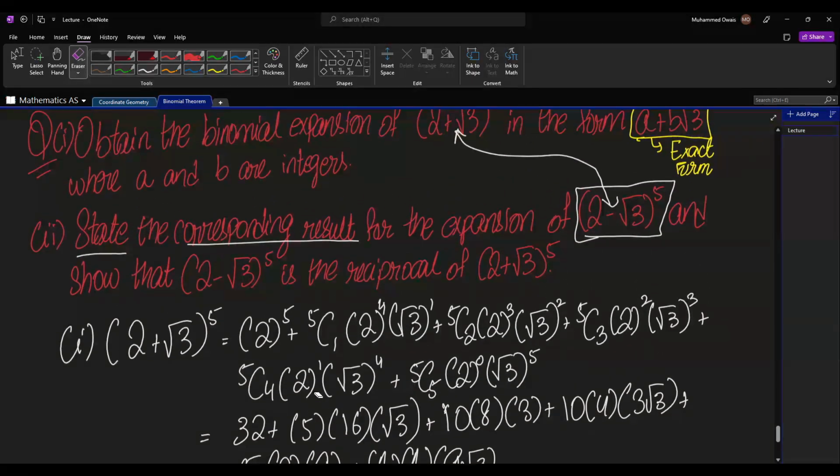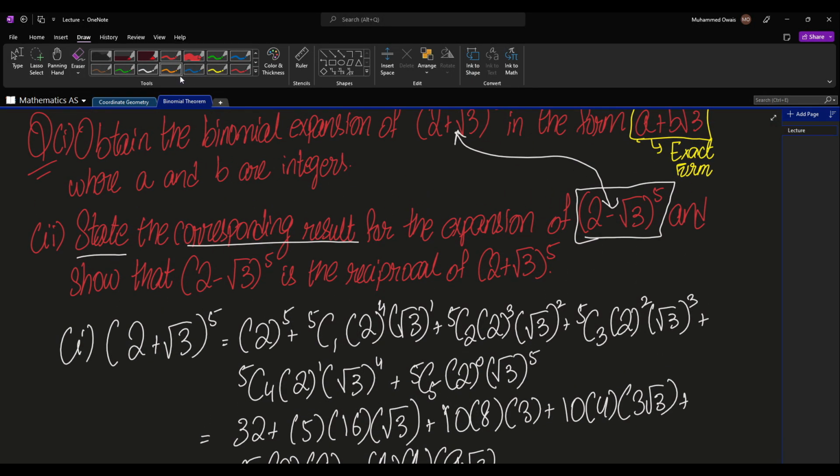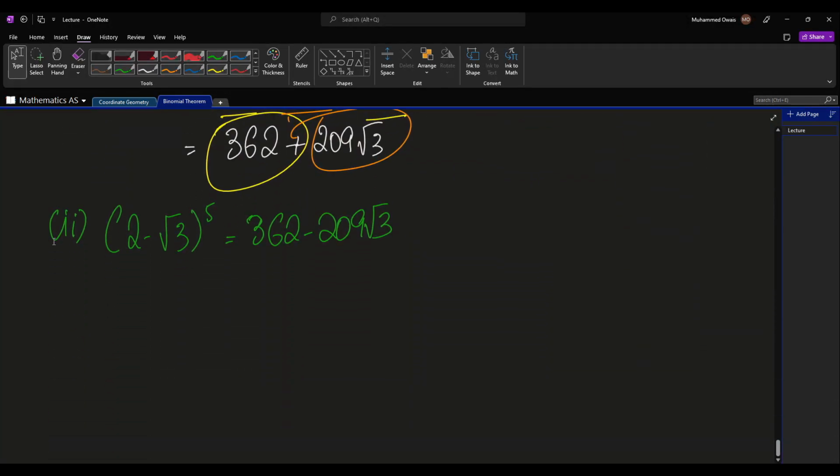Okay, however, we are not done with part 2 yet. It is wanting us to show that 2 minus under root 3 power 5 is the reciprocal of 2 plus under root 3 power 5. Now then, what we first need to understand is what a reciprocal is. If I have a term called a, and I were to take its reciprocal, what I would do is take this a into the denominator. So this would become 1 over a. This is what we call a reciprocal, right?